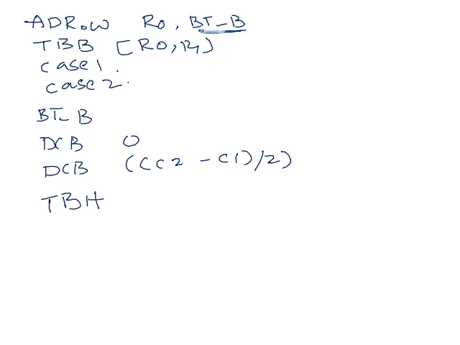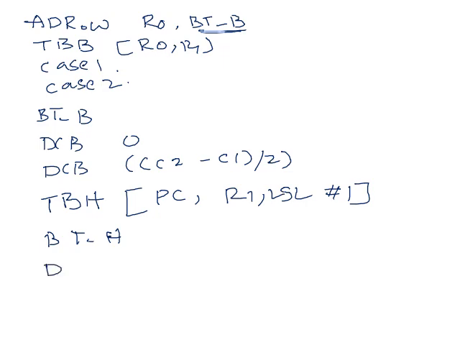If these conditions are not met, we can go for TBH also. TBH will take the current PC value, then R1, left shifted by value 1. I can have branch table half, and here I can indicate DCI, define constant instruction, and another condition DCI. Like that we can use it for many of the instructions. Okay, that's all we have in this. Thank you.